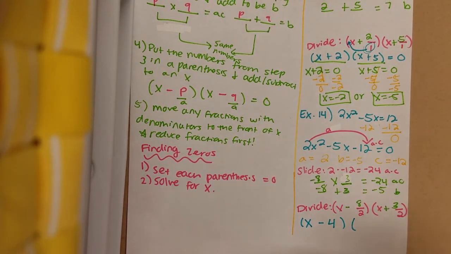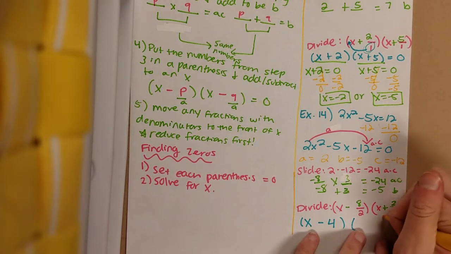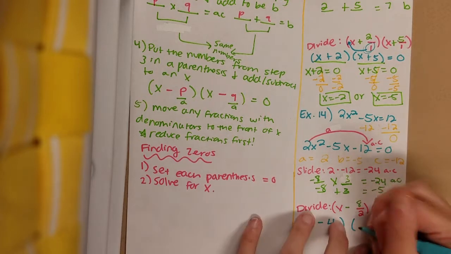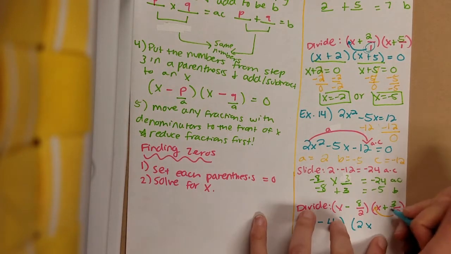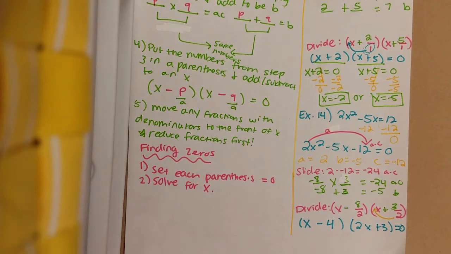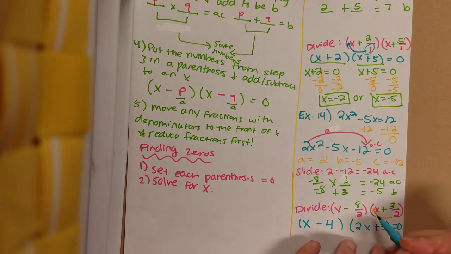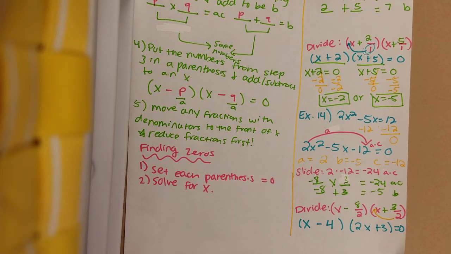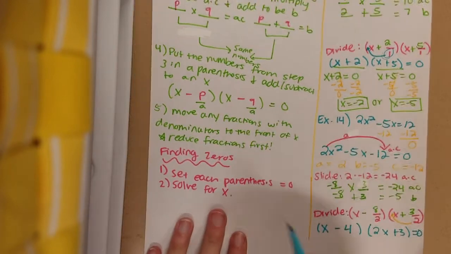So since it won't reduce down and we don't like fractions in factored form, what we have to do is move this 2 to the front of my x. So the 2 moves into the front, 2 times x, and then you're just left with the plus 3. So again, I just move my denominator to the front and left this number there. That's how you deal with something if you have a fraction and it does not reduce down. And then from here, we just solve for x.